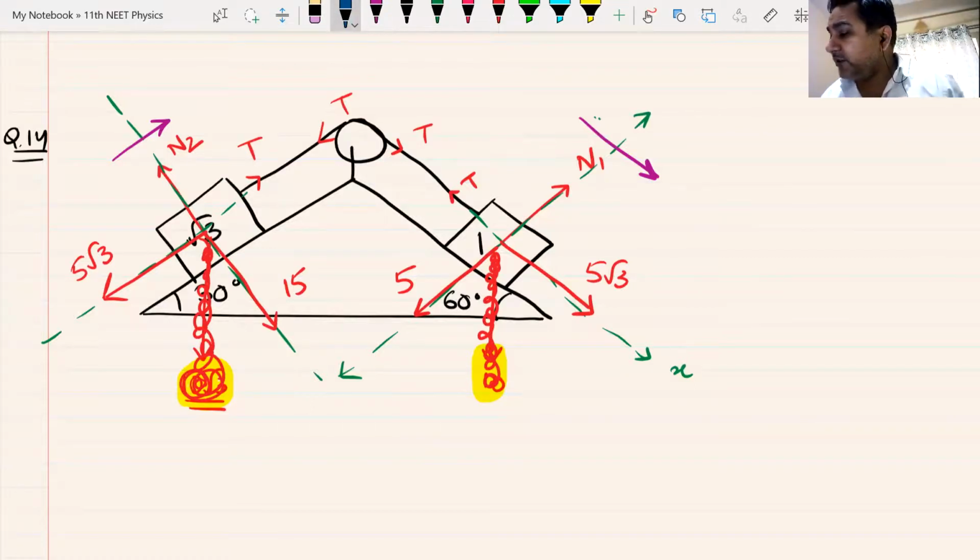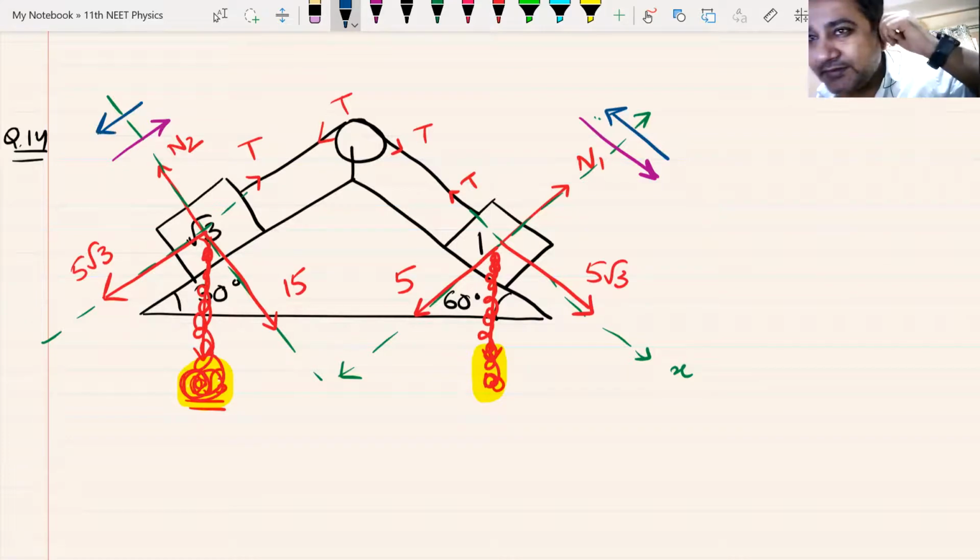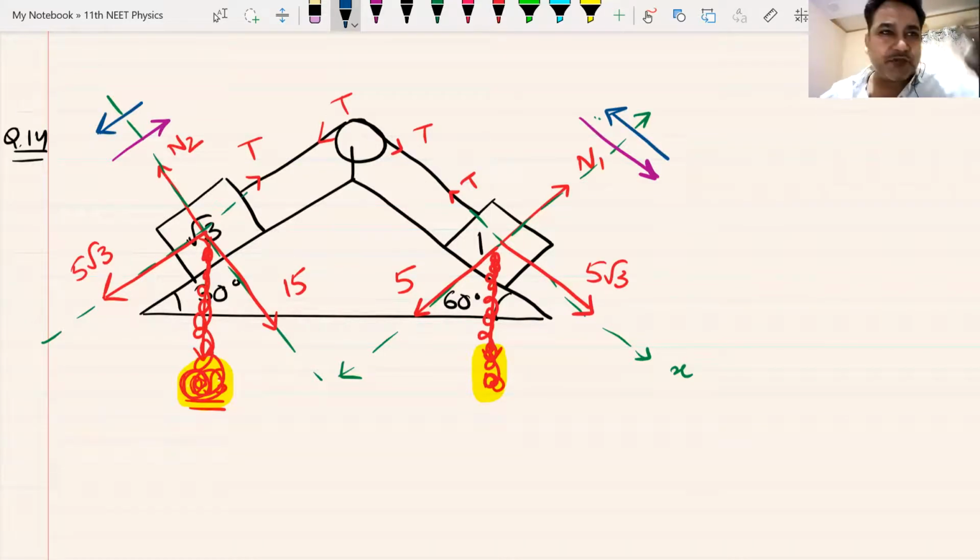Or the blue one, 1 kg moves like this, and root 3 kg moves like this. So which one is the correct option? The bluish one or the purplish one? Whatever color it is, I'm colorblind, I don't know the names of the colors. Which direction will the system move? In which direction will the system accelerate?